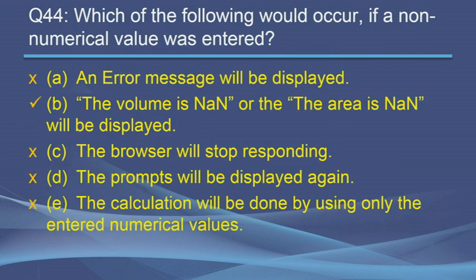If you look at question 44, which of the following if a non-numerical value was entered? So an error message will be displayed. It won't be displayed because a non-numerical value, JavaScript knows to handle such variables, there is no problem. It will basically, it's not a number, either the volume is not a number or the area is not a number will be displayed. So B is the correct answer. The browser won't stop responding, nor will it prompt a display again, and the calculation will be done using only entered numerical values. That is also won't happen. So B is the correct answer for this particular question.